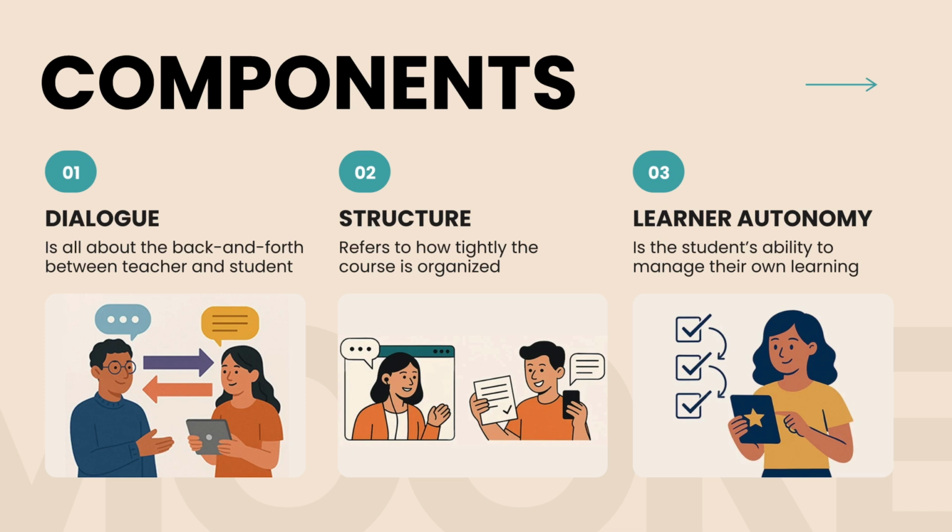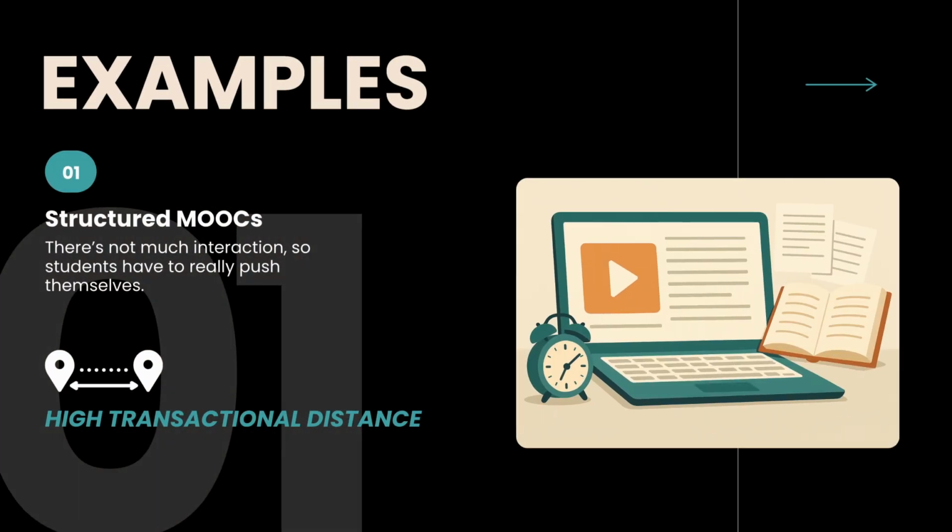Next, let's explore some examples to illustrate the components of this theory and their relationships. First up, think of a superstructured pre-recorded course, like a massive online open course. There's not much interaction, so students have to really push themselves. That means high autonomy and high transactional distance.